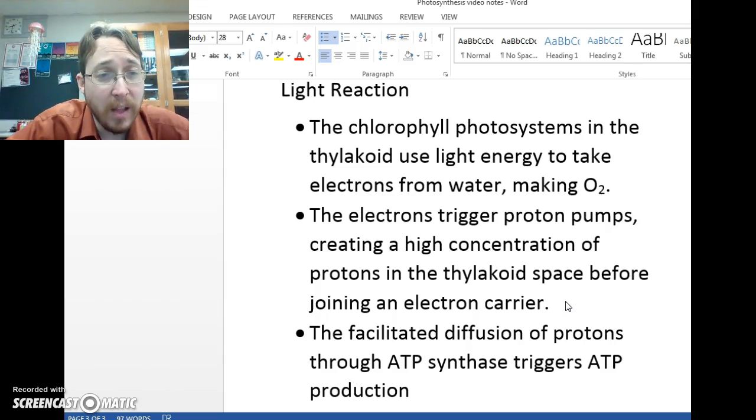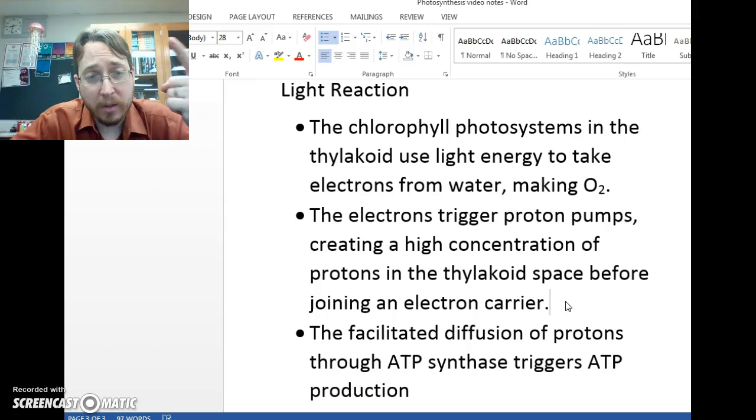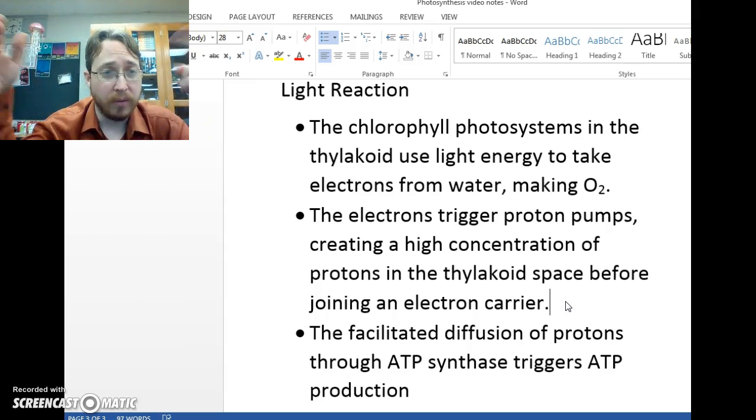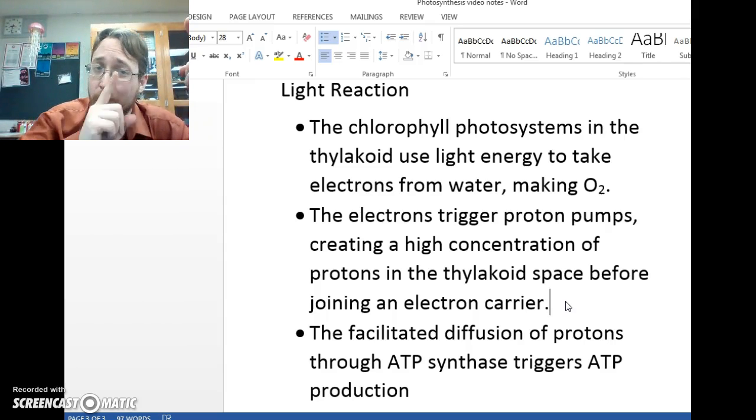So at the end of the light reaction, we've made oxygen, which is a waste product that we get rid of. We've made ATP, which we're going to use in the next phase, and we've made electron carriers, which we're going to use in the next phase. That's it for the light reaction.